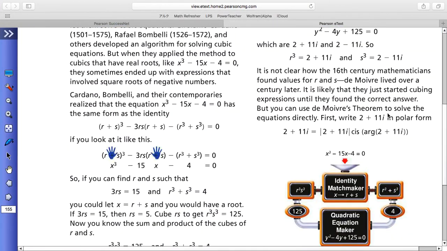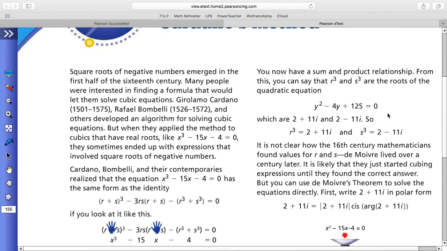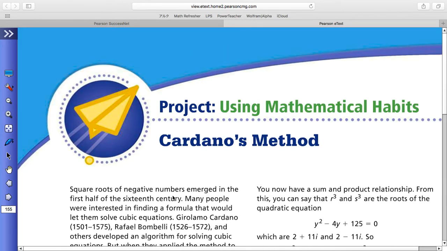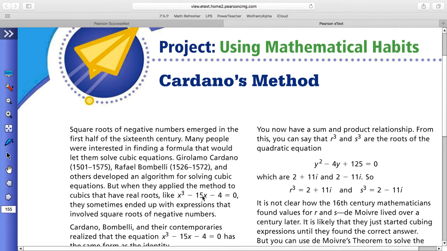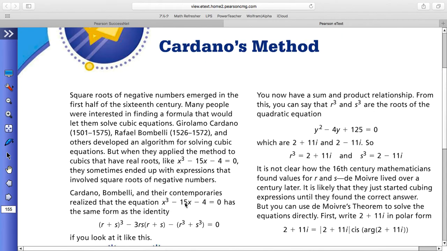Ever since someone found the imaginary numbers, which are the square roots of negative numbers, in the first half of the 16th century, many people were interested in finding a formula that would let them solve cubic equations. Cardano, Bombelli, and others developed an algorithm for solving cubic equations. But when they applied the method to cubics that have real roots, like x to the third minus 15x minus 4 equals 0, they sometimes ended up with expressions that involve square roots of negative numbers.